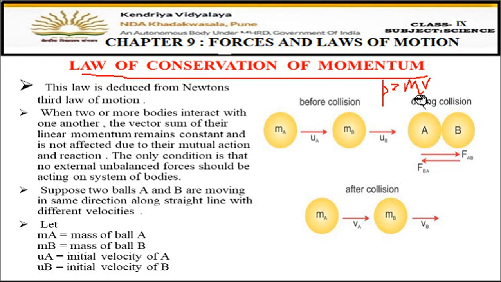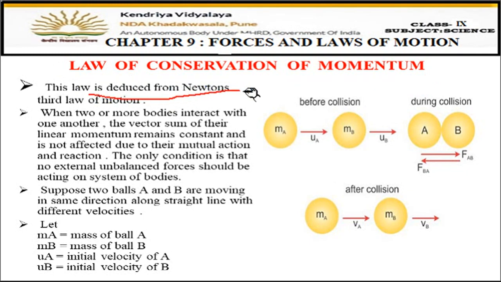This name only suggests that momentum is conserved, momentum is not lost, it is conserved. So we have to find that out with the help of an example. Let us start: this law of conservation of momentum is deduced from Newton's third law of motion. This is given by the third law of motion, that every action has an equal and opposite reaction. On the basis of that, we are now deducing the law of conservation of momentum. So let's study with an example.